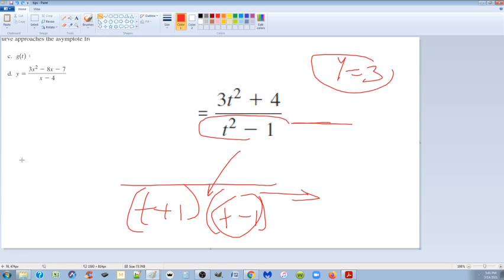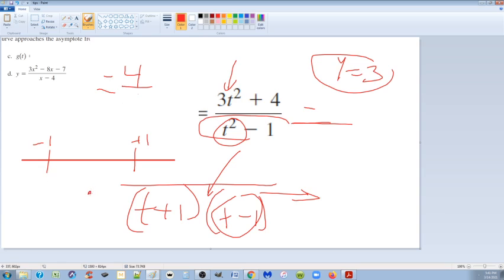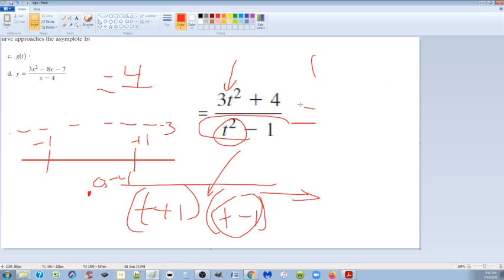So you really should construct a number chart and say what happens. You also want to figure out if there's an intercept because things do happen at the intercepts. So sure enough, if I put in 0 for t, I get 4 up above, and down below I get minus 1. So that's minus 4. When t is 0, I know that I'm way down here at minus 4. That's important. That already tells me I'm going to be down here. And I also want to see if I can ever cross the asymptote.